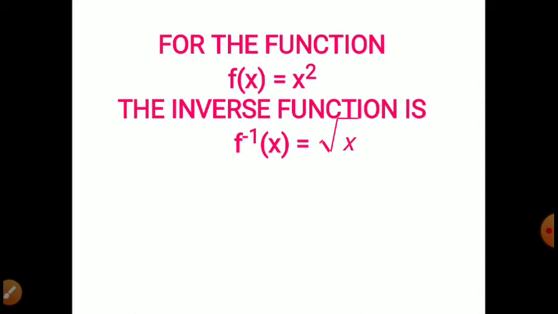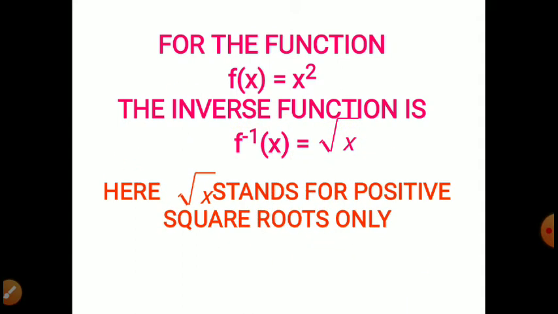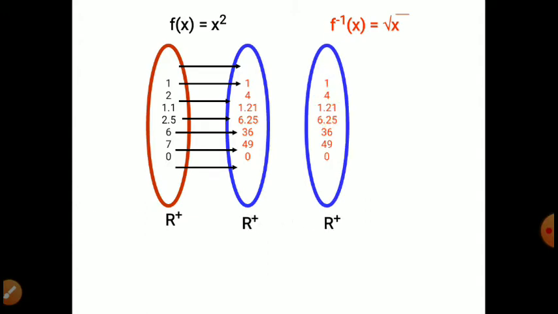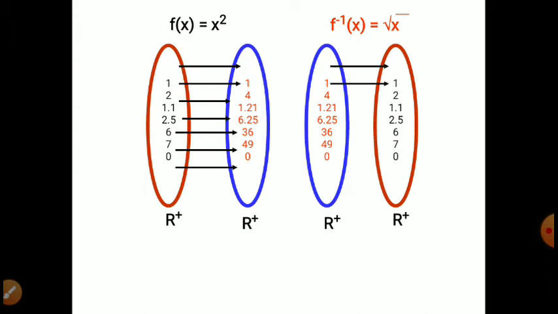Okay, next let us go for the next. For the function f of x is equal to x square, the inverse of the function f inverse of x is equal to root x, and here root x stands for the positive square root only. Do remember here. So f of x is equal to x square. X square, as an example, 1 square is 1, 2 square is 4, and like this if you take all the numbers, the mapping is given to you, and root x is nothing but the reverse. The function should be from B to A, only then it is called its inverse.